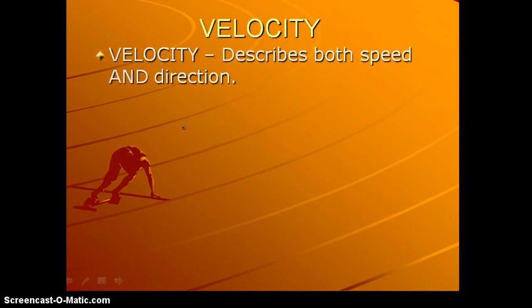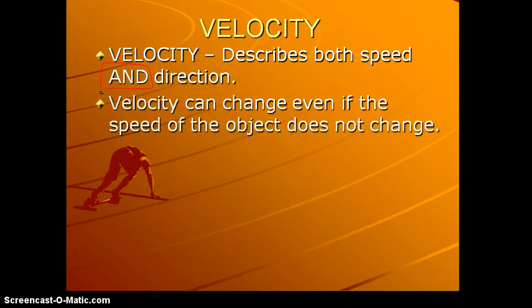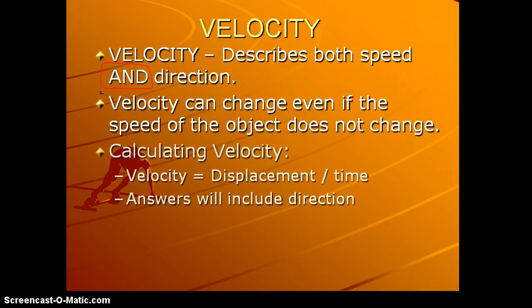Velocity is speed and direction, and that's the key part, speed and direction. In the problem, you need to include direction. So in order to have direction in the problem, one of the key parts about the change in the equation is that we're going to use displacement instead of distance. So this one is going to be displacement over time. While it looks very similar to the same equation, it is not the same.